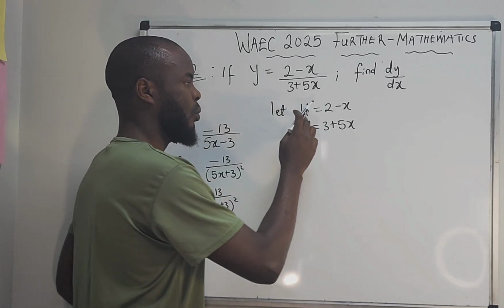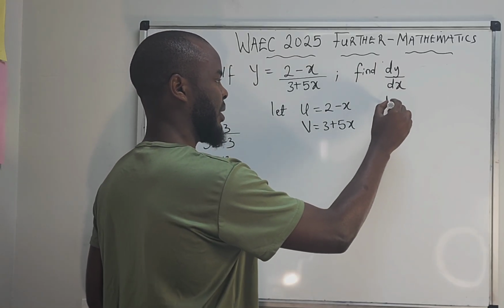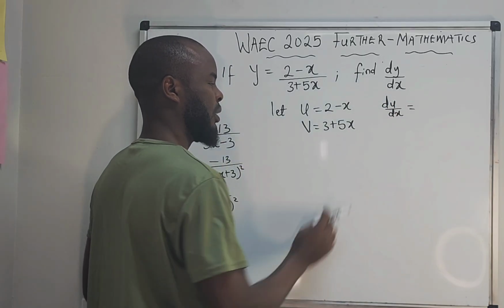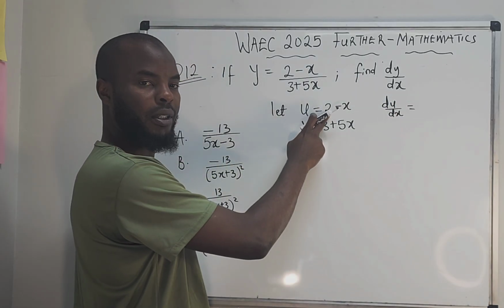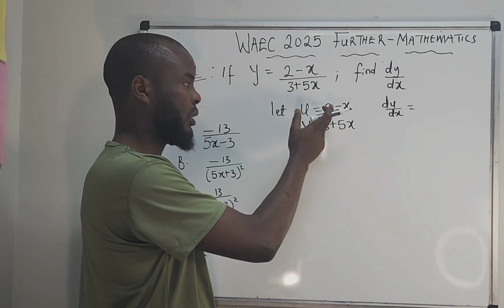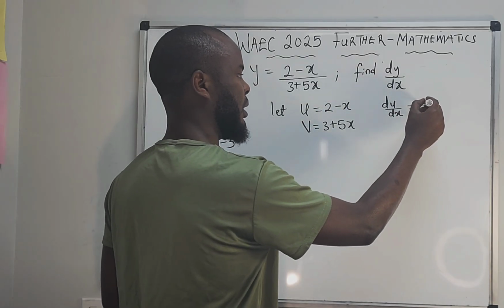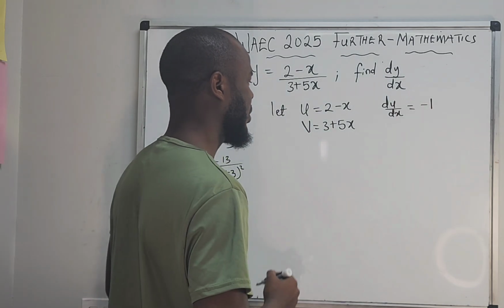Now, what is the derivative of u with respect to x? du/dx. If you differentiate this, this is a constant, right? So you don't need this. This is going to be 0. But if you differentiate negative x, it's going to be negative 1.